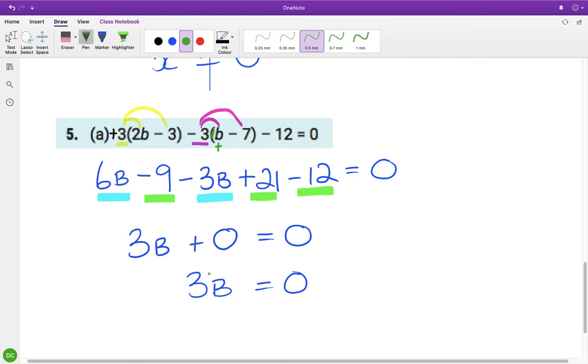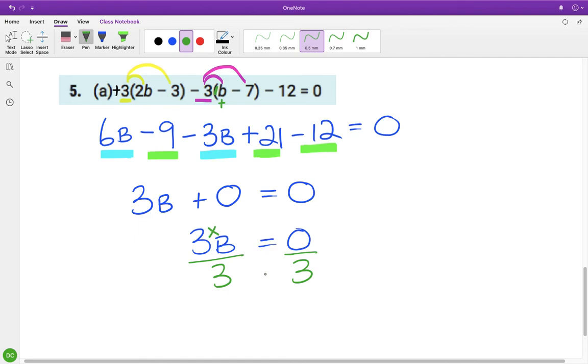Try to isolate the b. At the moment it's being multiplied by a 3, so we do the opposite, which is to divide it by a 3. If I do that on the left, I have to do that on the right. Okay, remember my equal splits up right from left. So the 3 and the 3 are gone, isolating the b, and again 0 divided by 3 is 0.